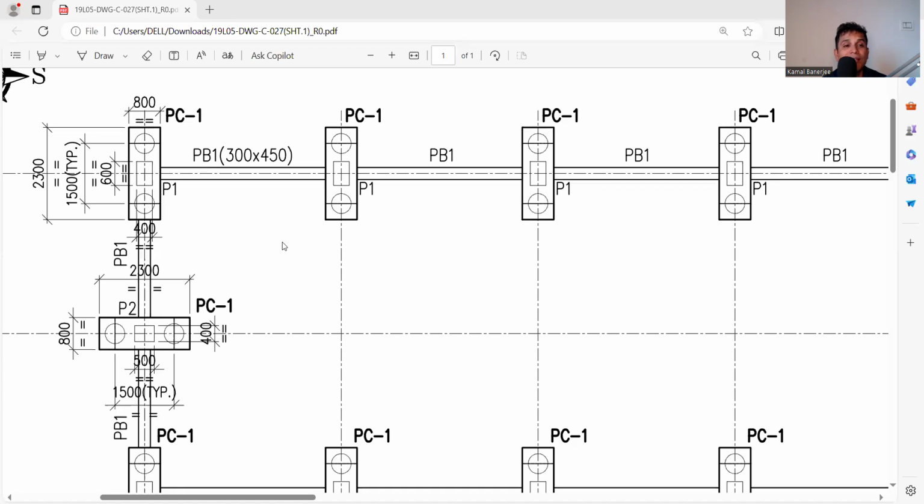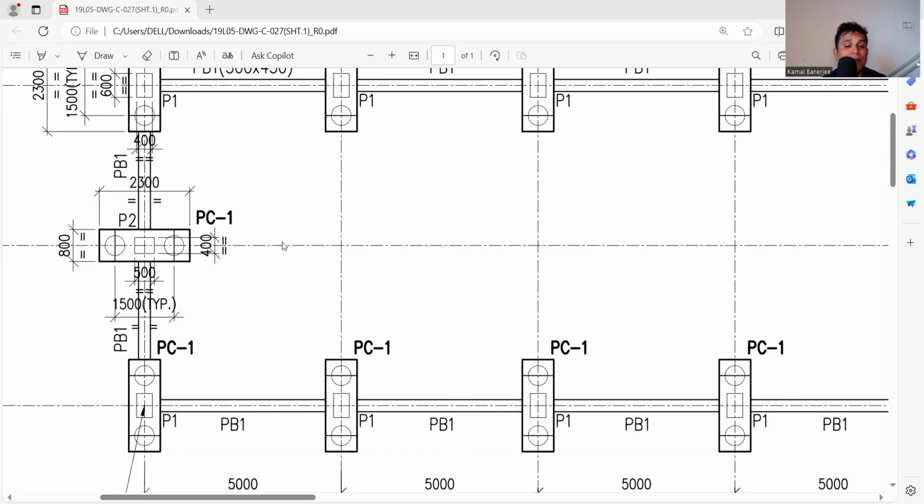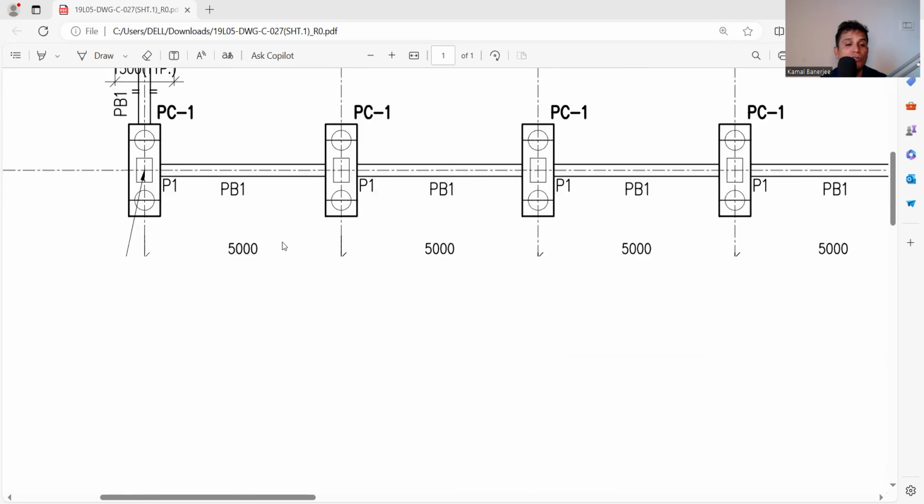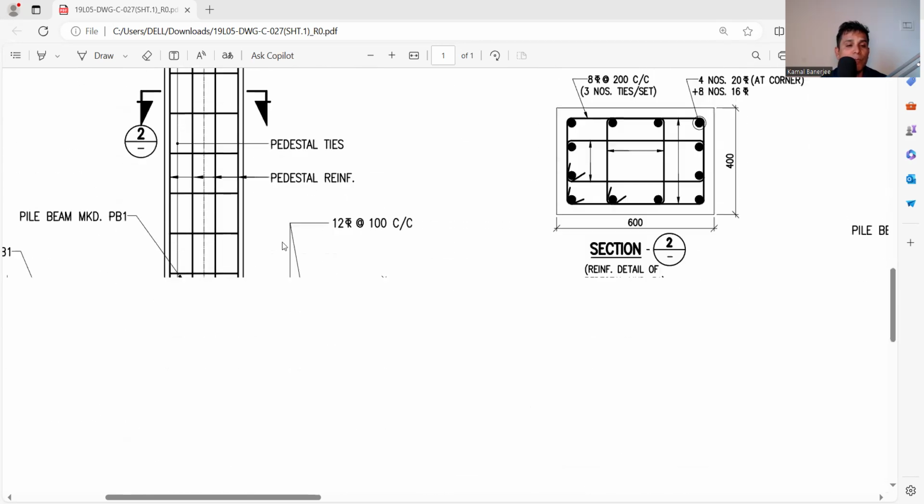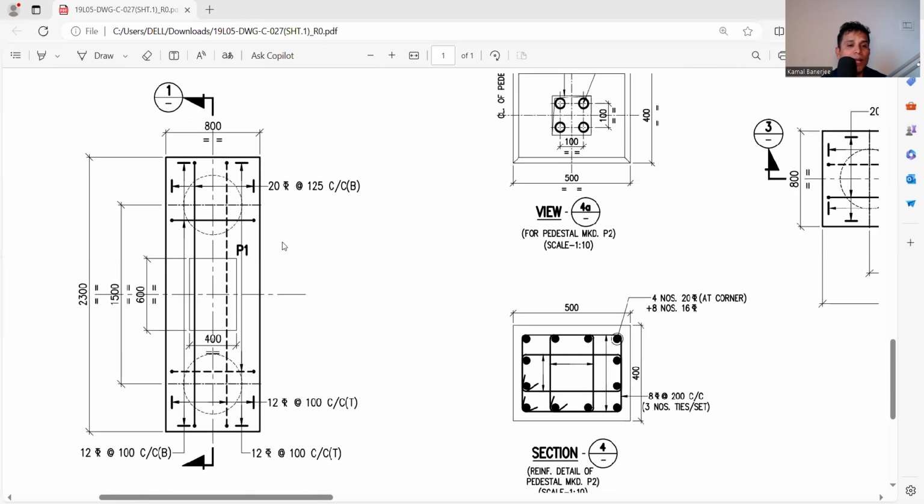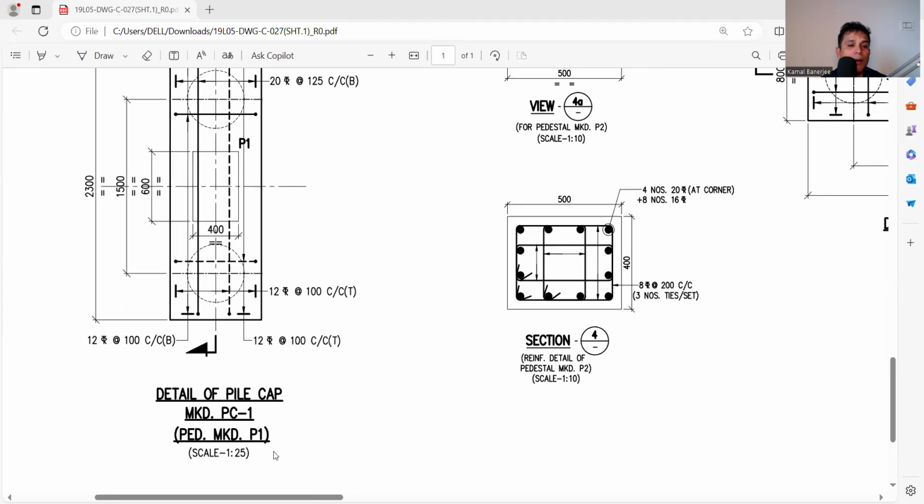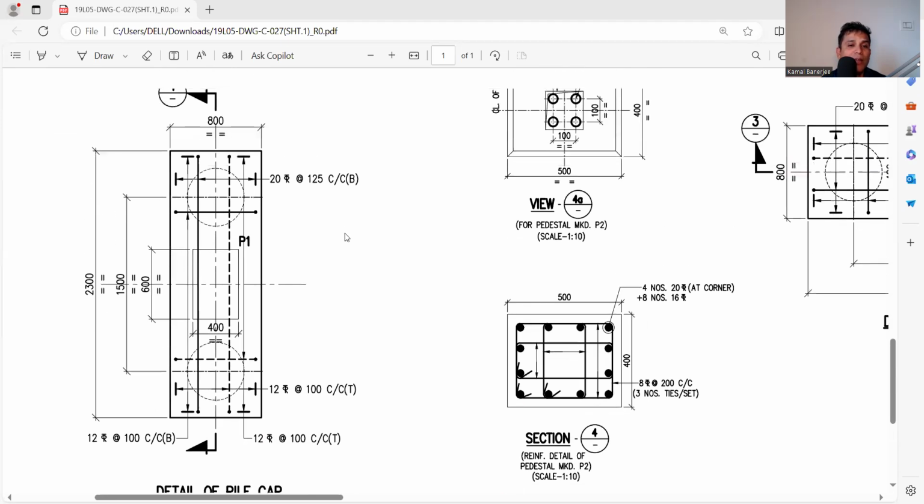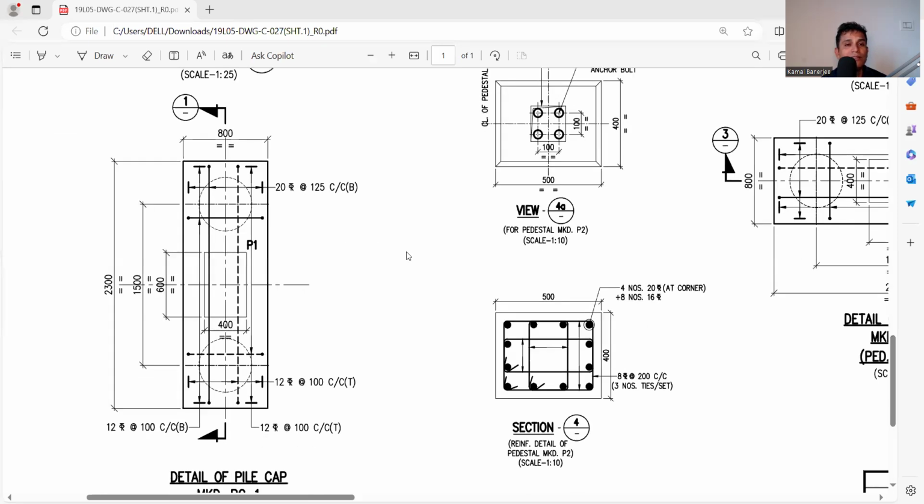Now we need to check the details of this pile cap in order to do the bar bending schedule. So how can we get that? Here is the pile cap details. Pile cap PC1 and pedestal mark P1. Here we can see the dimension, here it is 2300, here it is 800, as we already know. From here we can see there are two piles, the center distance 1500 and the pedestal 600 by 400. That we already found out from the plan.